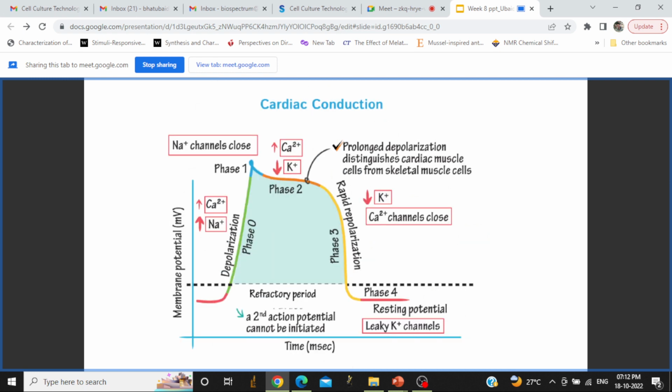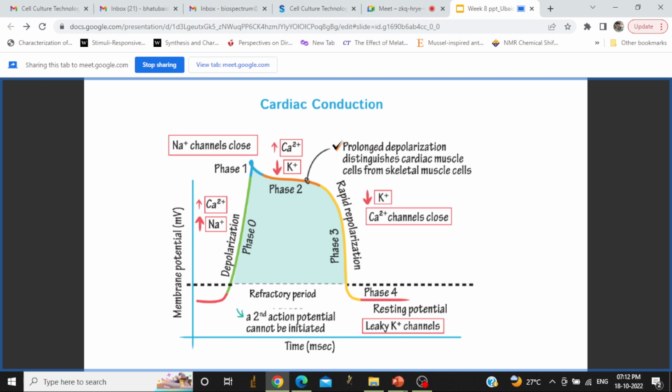There are different types of action potentials on the basis of the cell. For example, earlier I was showing the action potential of the central nervous system or the muscles, but this one is the action potential of cardiac conduction. When the cardiac muscles receive the stimulus, how does this action potential change, and what are the different phases?